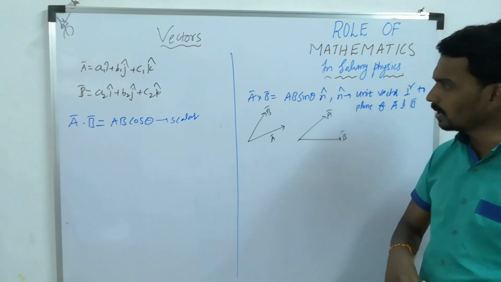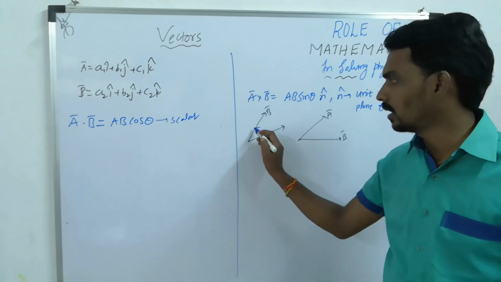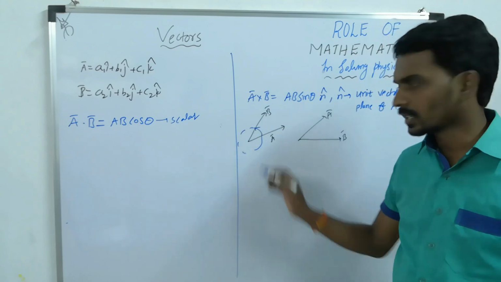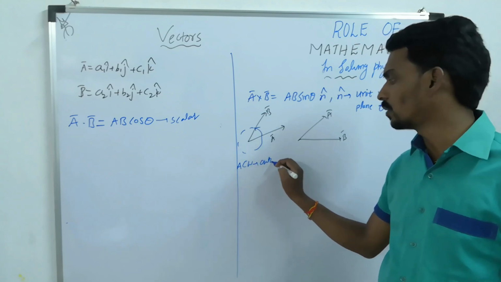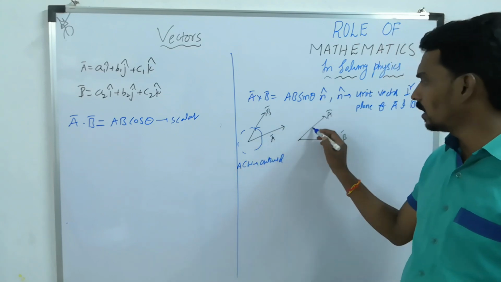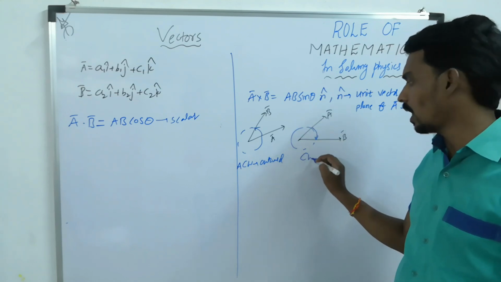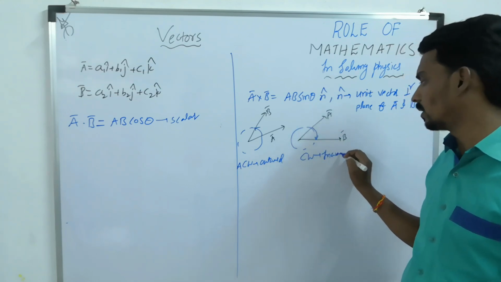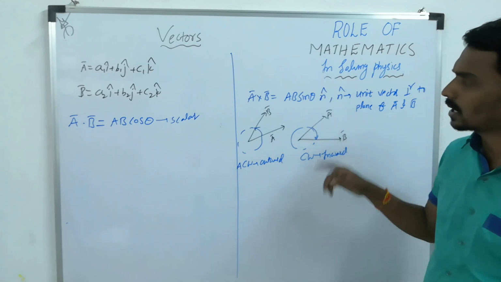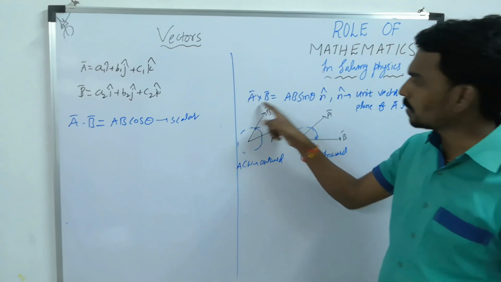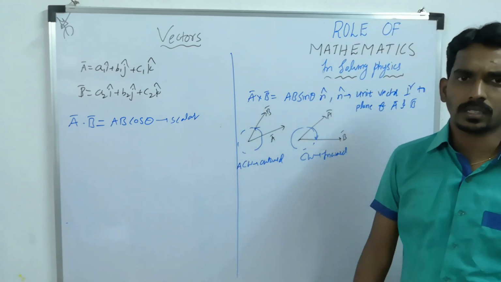Or else I will suggest that you make an arrow from A to B, complete a circle, and this is anticlockwise. So anticlockwise means outward. Here if you take the same way, this is a clockwise circle, so clockwise means inward. So this way you can find the direction of A bar cross B bar. And what is the magnitude? AB sin theta. Here AB cos theta, here AB sin theta.